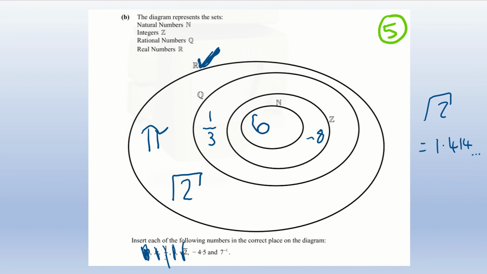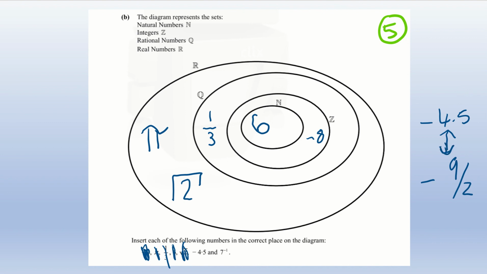Okay, minus 4.5. Just something to be aware of: minus 4.5 is the same thing as minus 9 divided by 2. If you divide 9 by 2, you get 4.5. So this and this are the same thing, which might be something to keep an eye on.